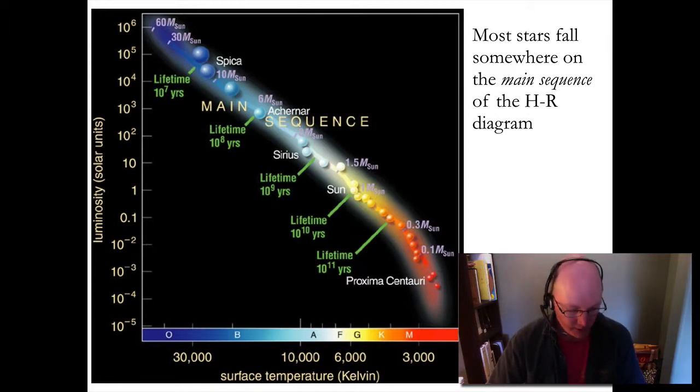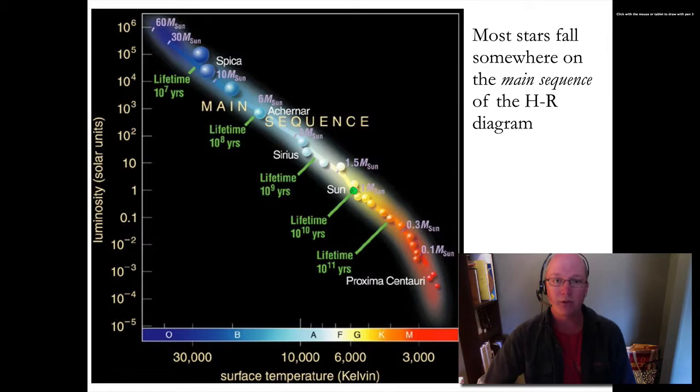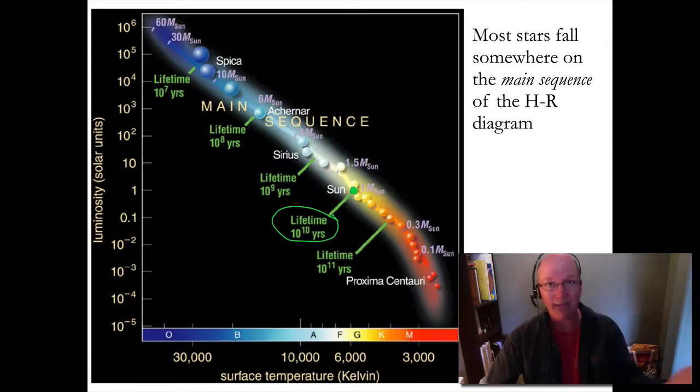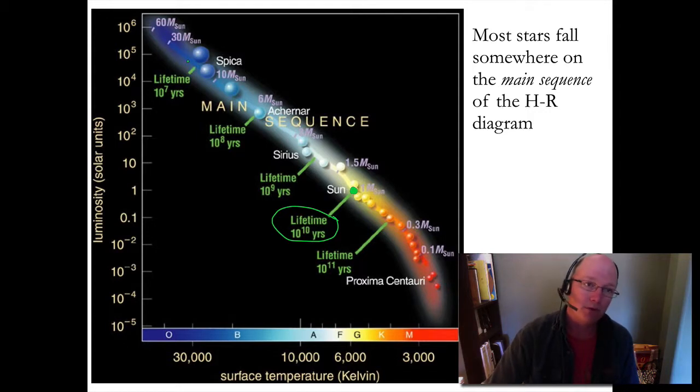So the sun, for example, is right here. Oh, that's not the sun. The sun is right here. The sun is right here at 1 solar mass, 1 solar luminosity, 5,800 degrees, and its lifetime on the main sequence is about 10 to the 10 years. And we know that just because we know how much mass is in the star and we know how bright it is, and since we're converting mass into energy, you can calculate the lifetime from that. As you go further up on, oh, go ahead.